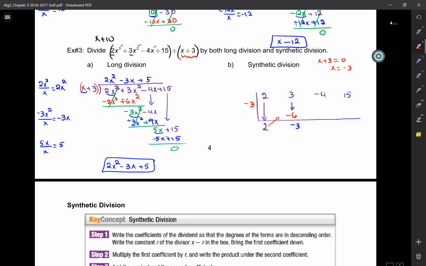Now, whatever makes it down there gets multiplied by what? Negative 3. So I get a positive 9. I add vertically. What do I get? 5. Now what do I do? Multiply by negative 3. I get negative 15. I add. What do I get? 0. Now, that last number is your remainder. Whatever it may be. It could be 0, it could be negative 5, it could be 257. That number is your remainder.